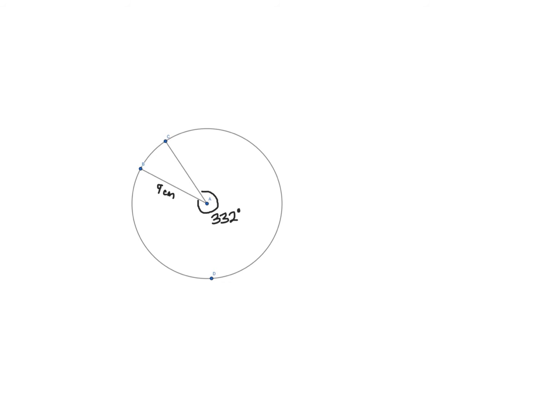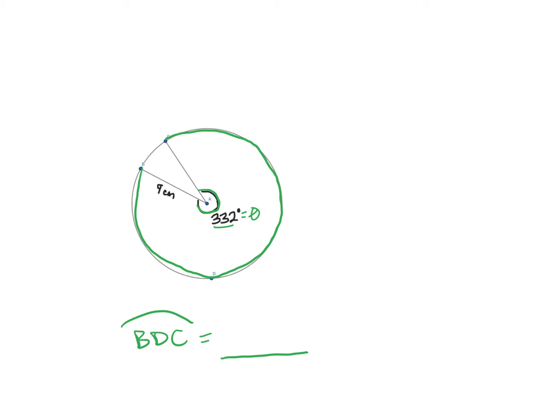Let's look at another example here. Again, this time, what we're going to notice is that 332 degrees is my angle, or theta, in our equation. And it's opening up to this arc right here, B to D, all the way around to C. This is a rather large arc, arc BDC, okay? That's the arc that we're going to find because it's what our angle is opening up to. We have a radius here of 9 centimeters.